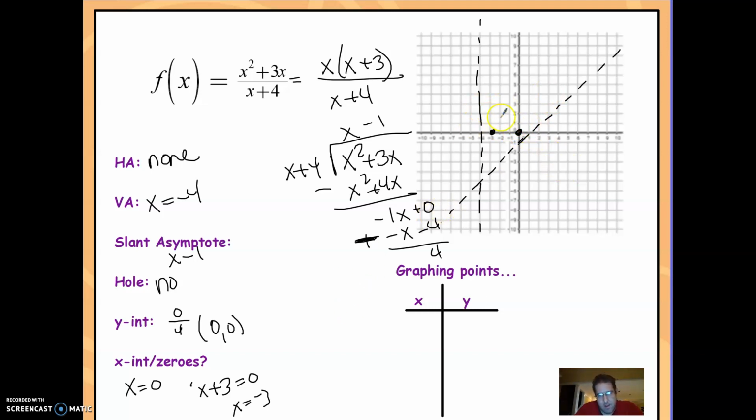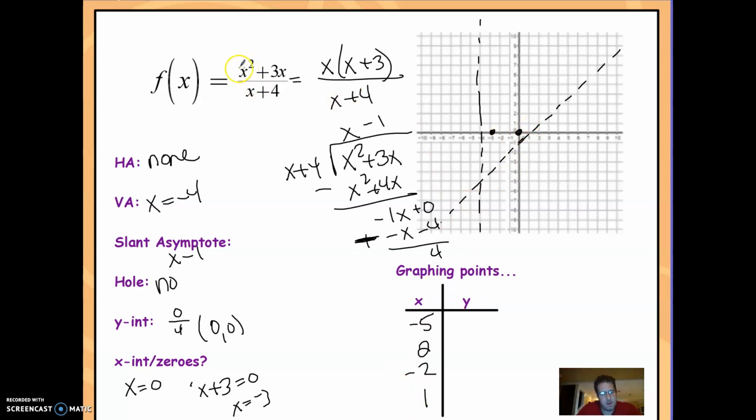Okay, graphing points. So I'm going to use negative 5 as one of the points. I'm going to do one over here as well. So 2 would be a help, and negative 2 might be a help. And what else am I missing? So 1 might give us some help too.